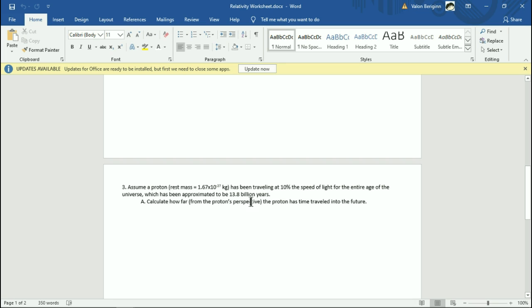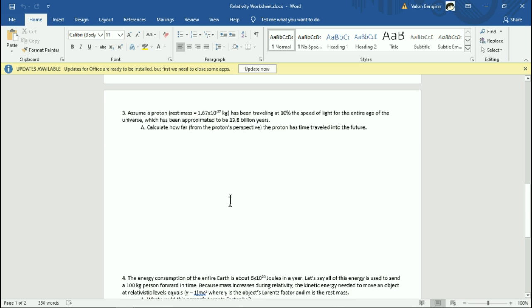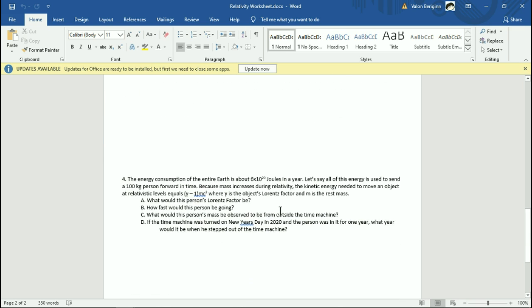Yes, there's its mass, and then again, similar kind of thing with the proton traveling 10% the speed of light in terms of time travel. And then this one, okay, yeah, this one. So energy consumption.